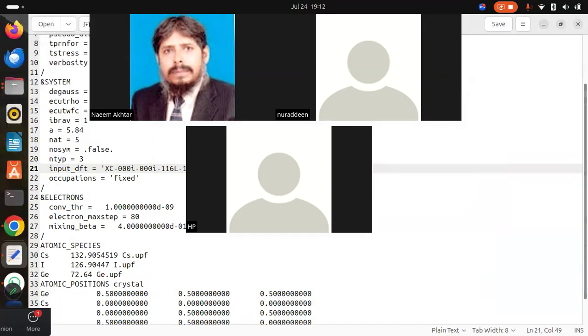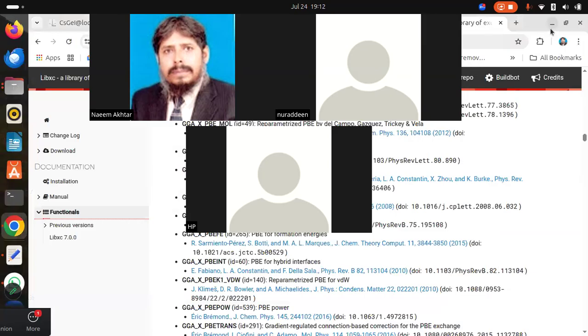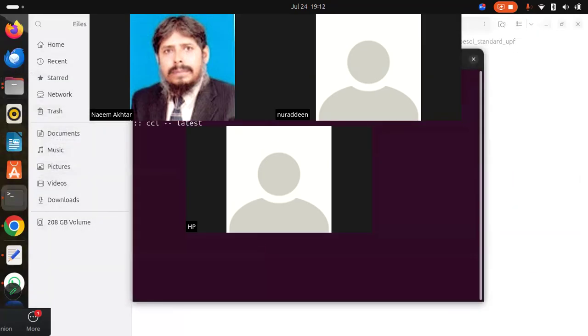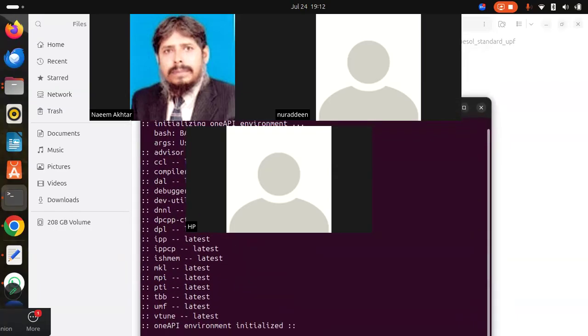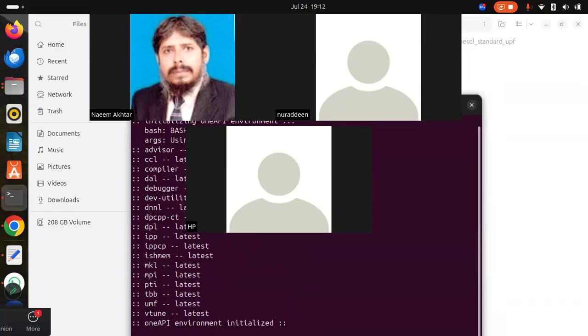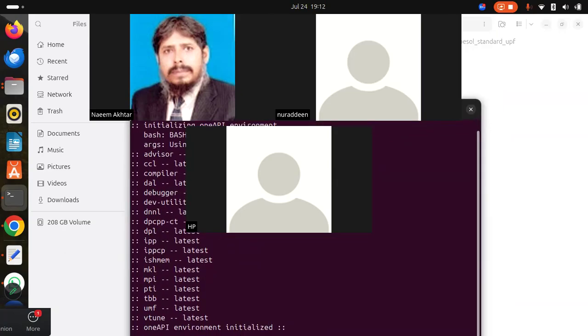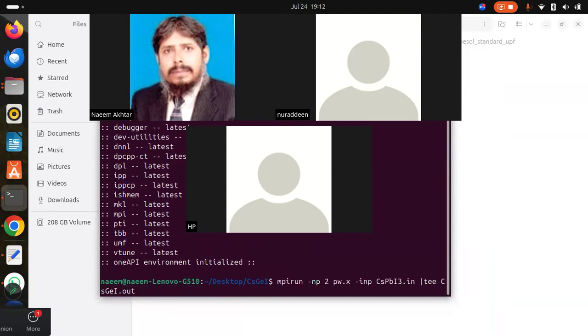Let me run the calculation using this new input file. Open the terminal, and go to where I have saved it. I forgot to change the input name from PBE to GGA, so it is making some sort of error.